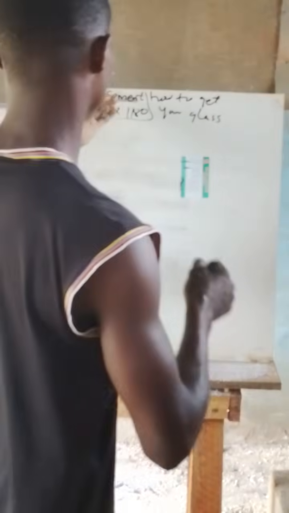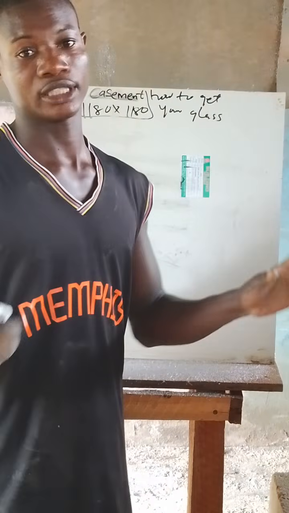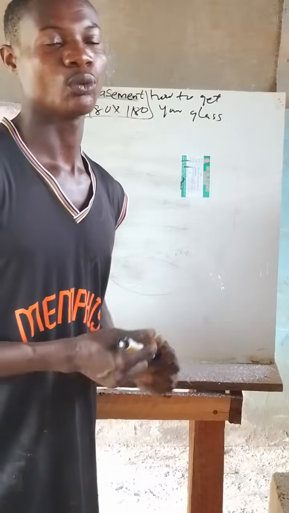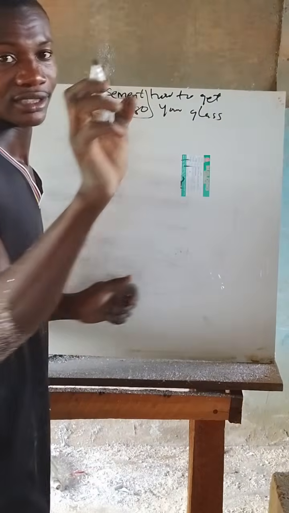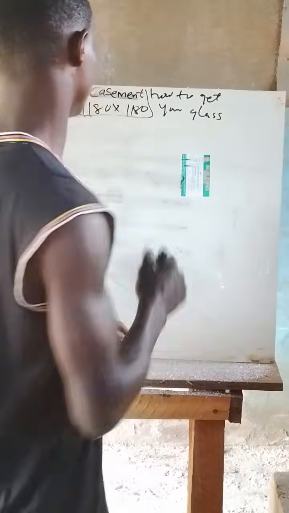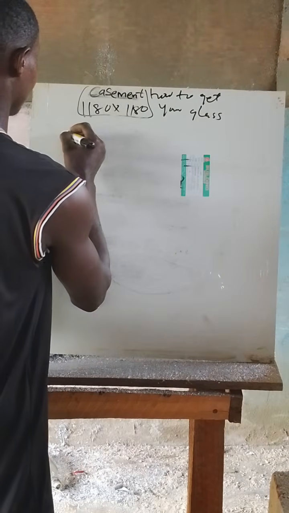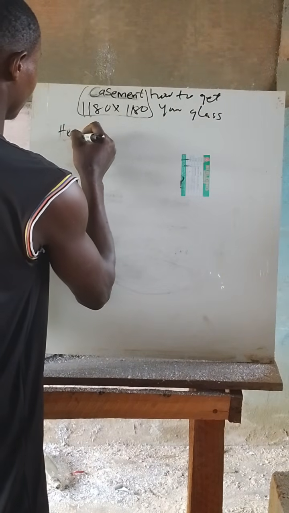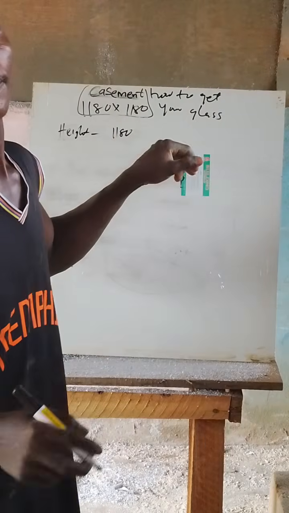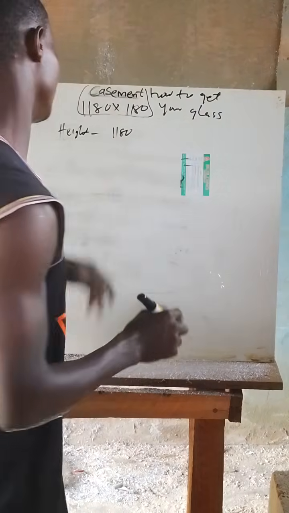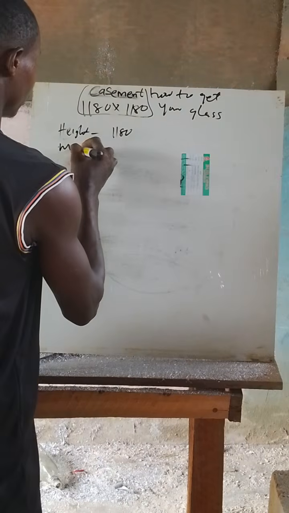Alright guys, today I will be telling you how you can get your glass from a double panel casement window using the measurement 1180 by 1180. At first, you are going to write down the measurement, especially the height measurement and the width measurement. So this is the height measurement, which is 1180, and that is the width measurement also, which I'm going to write down there. Then the width measurement is also 1180.